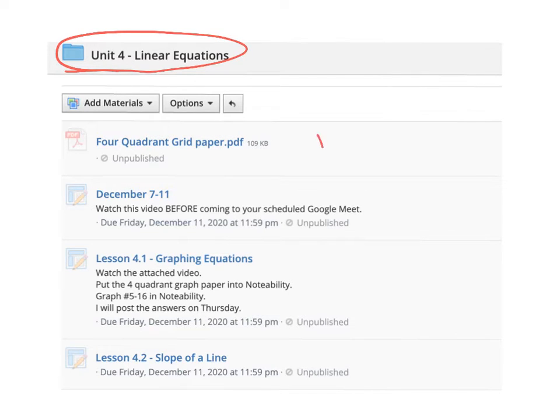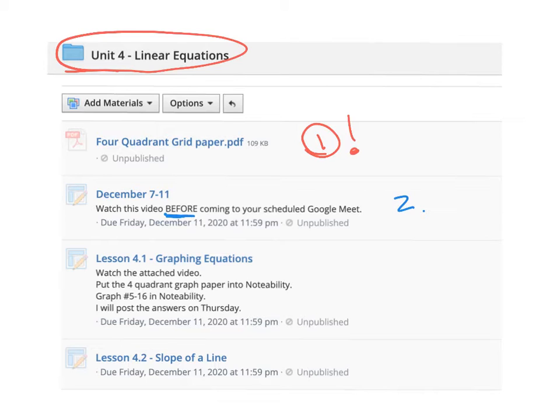First of all, 4-quadrant graph paper. You are going to need this quite often. This is a graphing unit. I would have you be doing it on graph paper at school, but we're going to put it into Notability. So you're going to be using this quite a bit. Here is the video that you should be watching right now. This should be done before you come to your scheduled Google Meet this week.